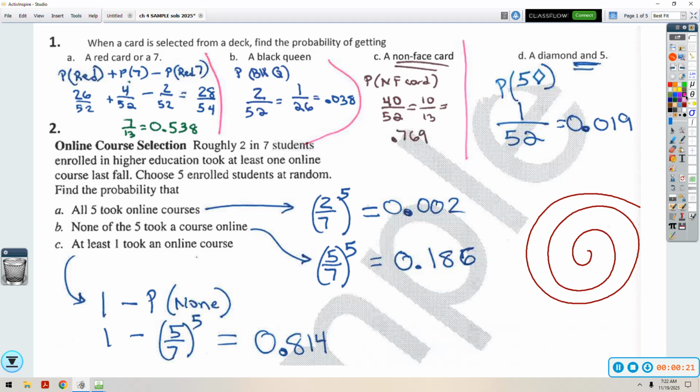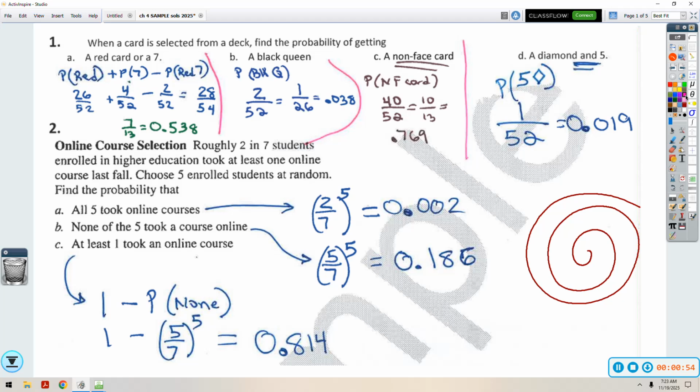It is very possible to get both a red and a 7, the 7 of hearts or the 7 of diamonds. So therefore, we have to add the individual probabilities and then subtract the overlap, as we said. So probability of red plus probability of sevens minus the probability of you getting that 7 of hearts or 7 of diamonds. Those 2 out of 52 cards are overlap. And you end up with the 7/13 reduced.